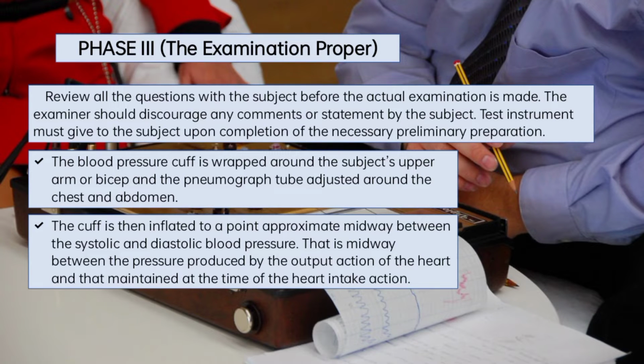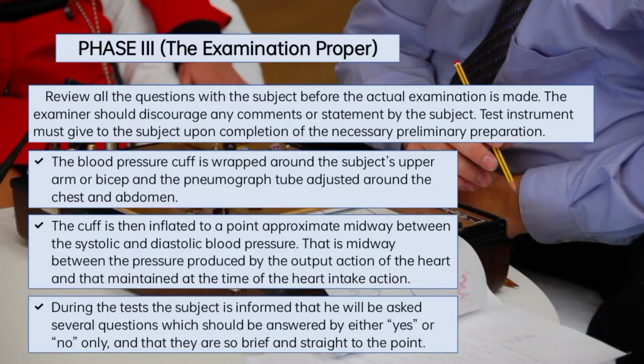that is, midway between the pressure produced by the output action of the heart and that maintained at the time of the heart intake action. The synchronous motor carrying the paper upon which blood pressure, pulse, and respiration recordings are made is then set in motion. The motor is so timed that the paper moves along at 6 to 12 inches per minute. Then 10 to 15 seconds after the instrument has been set in motion, the ink-filled pens of the instrument are permitted to make their blood pressure, pulse, and respiration tracings before the questions are asked of the subject.